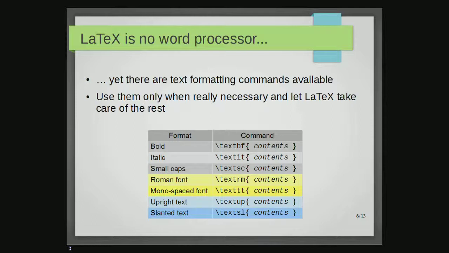The most common commands that you can use to format your text are the following: \textbf to make your text bold, \textit, which makes text italic, \textsc, that makes all the contents, all the arguments into small capitals. Then you can change the font, be it \textrm for Roman font or \texttt, which is short for typewriter, and this becomes a monospaced font. And you can also change the slanting of the text by using \textup and \textsl, which, as you might imagine, turn the text upright or slanted.